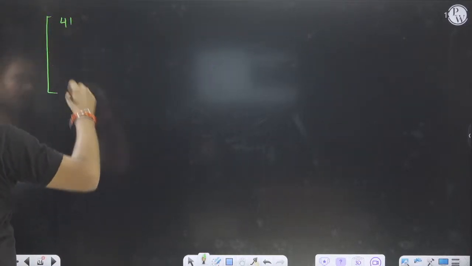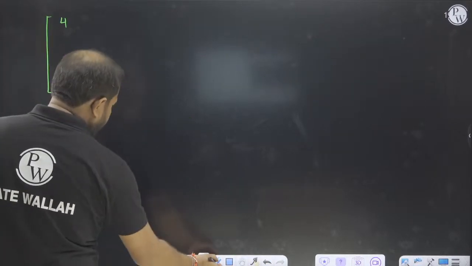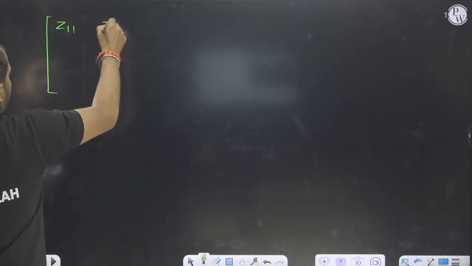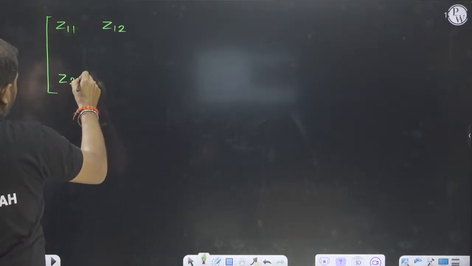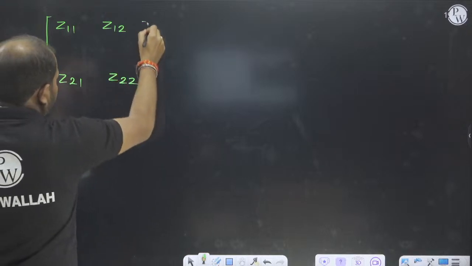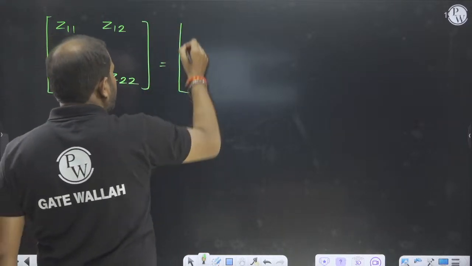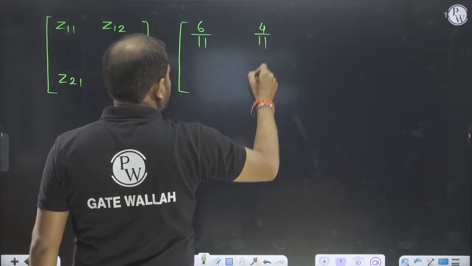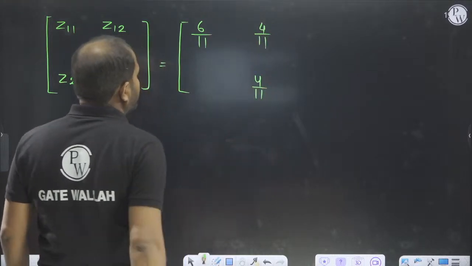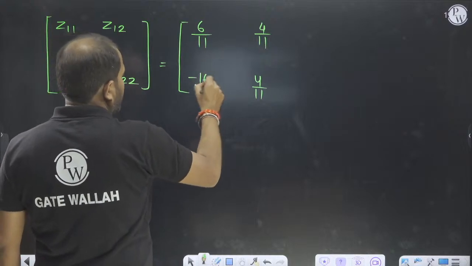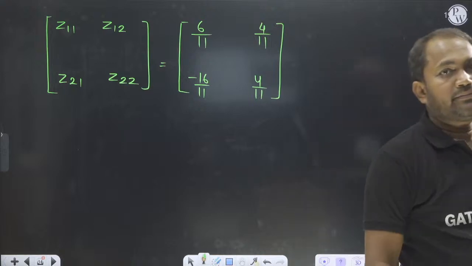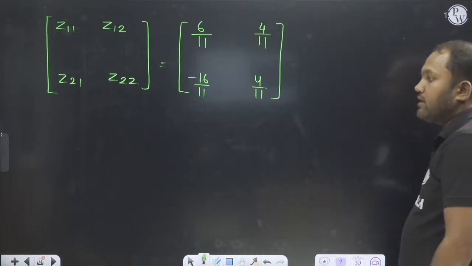So Z parameter will be Z11 4 by 11. Z11 is 6 by 11. So Z parameter will be Z11, Z12, Z21 and Z22. Z11 is 6 by 11, Z12 is 4 by 11, and this one is also 4 by 11, and Z21 is minus 16 by 11. So this is our Z parameter.